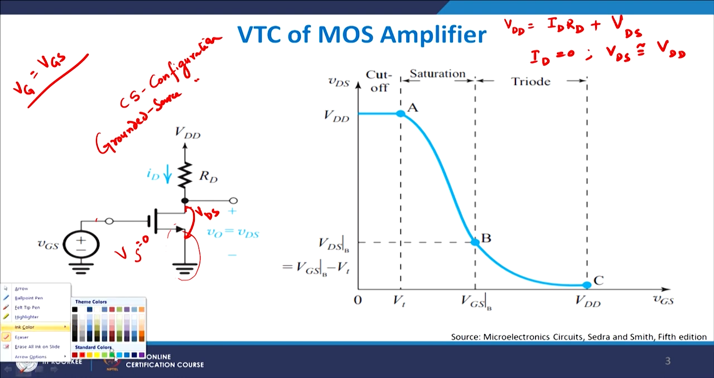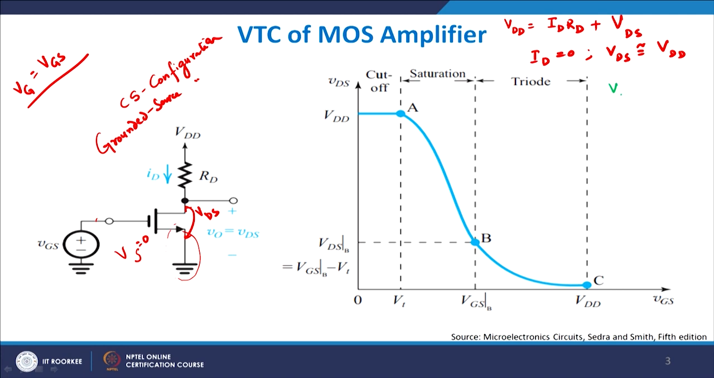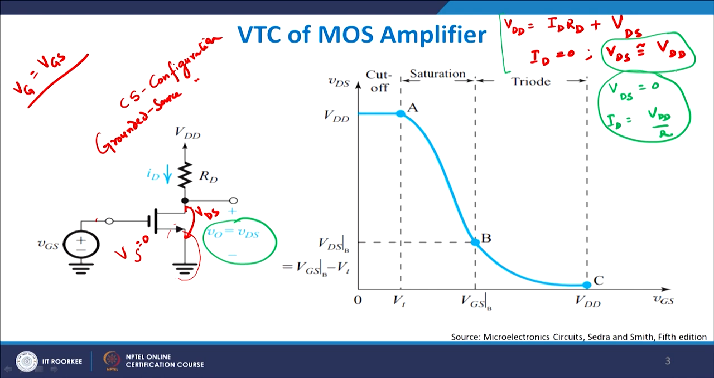So VDS equals 0 implies that your ID will be equal to VDD by RD. If you see very carefully, under the condition that your drain current is 0 and your device is cut off, the output voltage will be dragged to VDD. So VO is equal to VDS. Similarly, when ID equals 0 it is cutoff, and whenever the drain to source voltage is 0, I have a finite value of ID flowing.